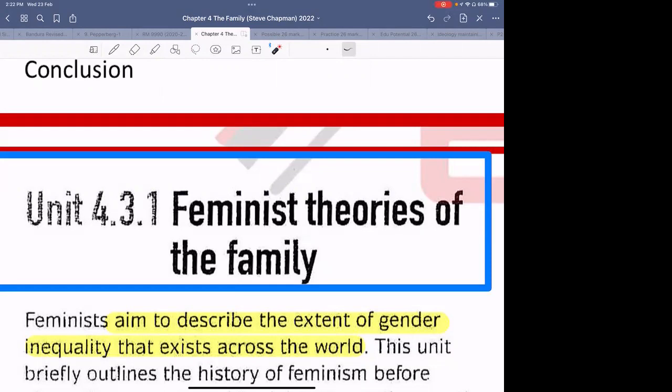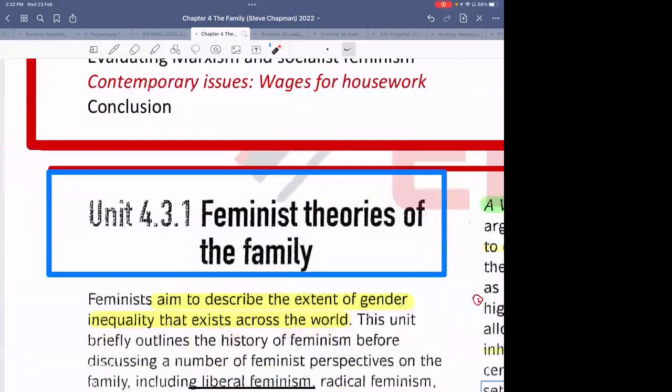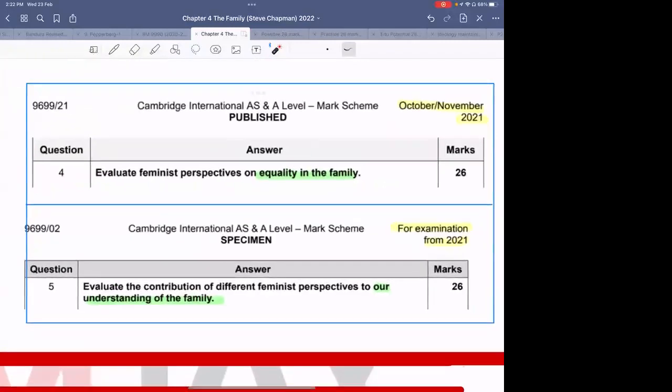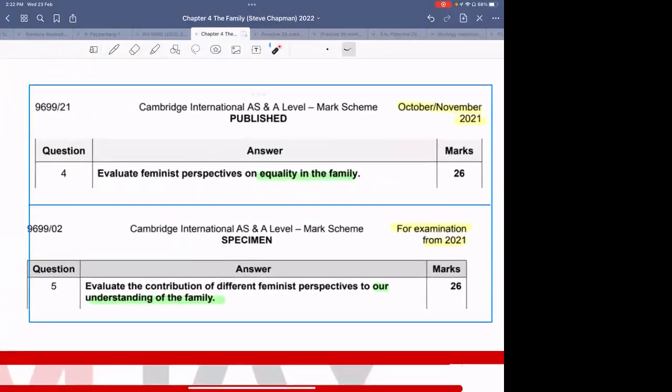Now, getting started with this feminist perspective, I'm assuming everyone sitting here does have an idea about feminism. This is an important topic. If we talk about the significance of this particular topic, you have had questions on this twice. You've had this question in your specimen paper, and the question says: evaluate the contribution of different feminist perspectives to understanding of the family.